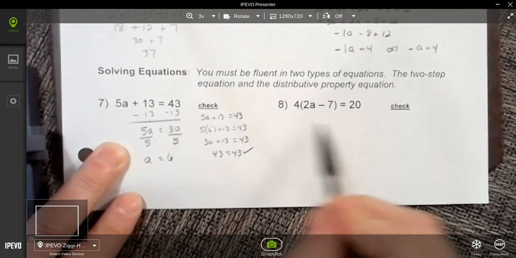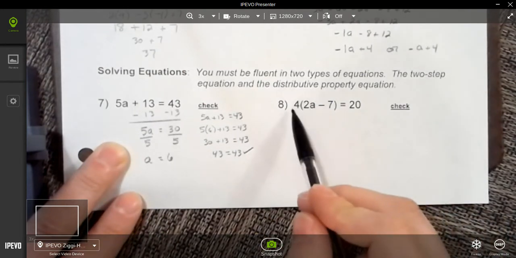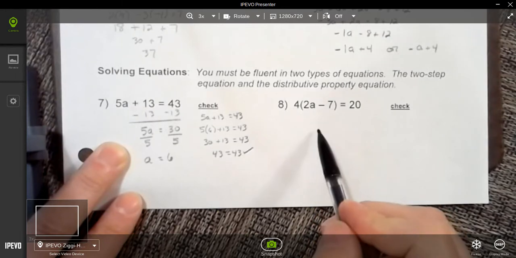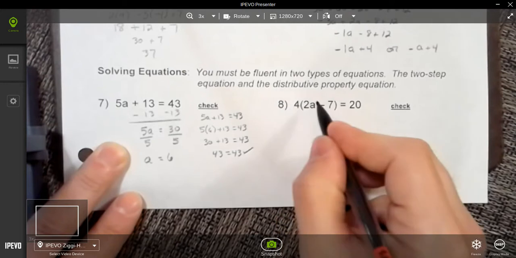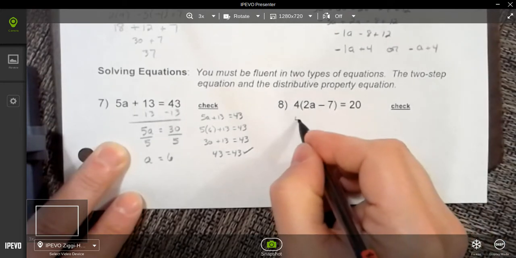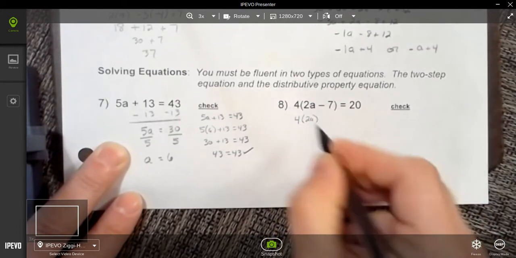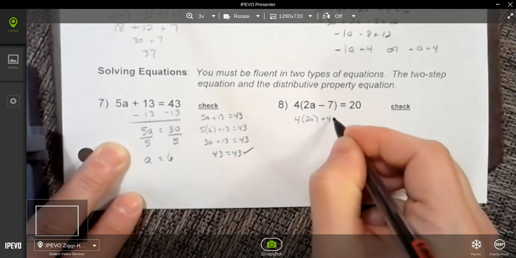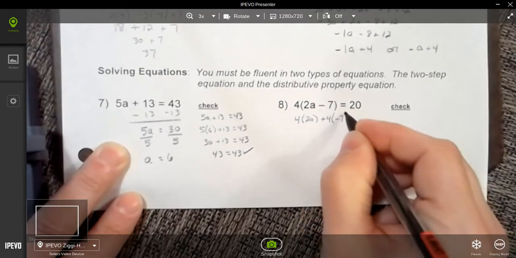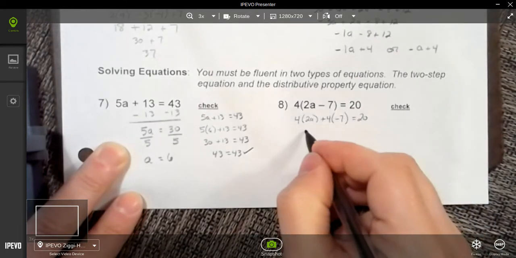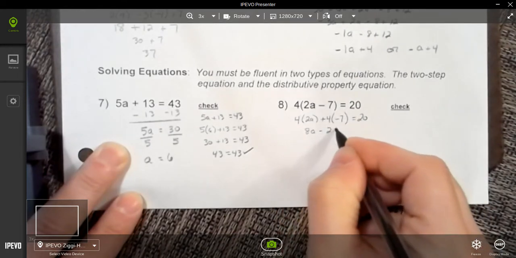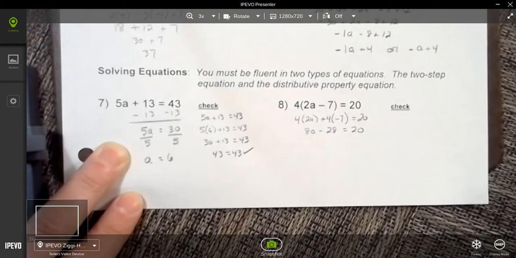In number A, this is my distributive property equation. I have 4 multiplying the 2a minus 7, and the answer is equal to 20. So I'm going to go ahead and distribute the 4 to each term inside of the parentheses first. I have a 4 times 2a, and then my 4 is positive, so I have positive 4 times my negative 7 equals 20. And when I evaluate this, I'm going to have 8a minus 28 is equal to 20.